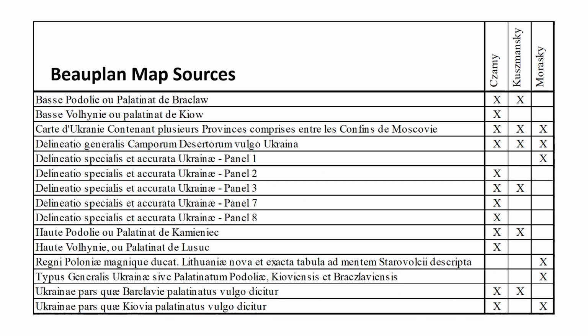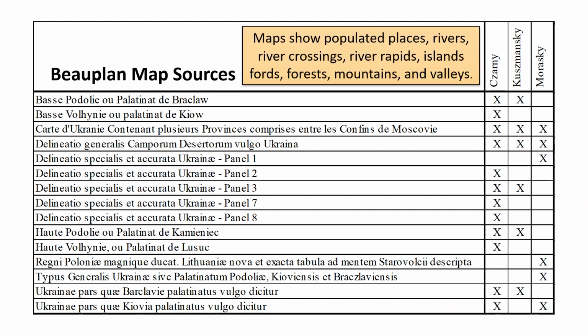Let us now turn to the process that we use to trace the Schlock routes. Here are the 15 Beauplan maps that we use to trace the routes. In addition to showing paths for the 3 trails traced in this project, these maps show populated places, rivers, river crossings, river rapids, islands, fords, forests, mountains, and valleys, all of which serve as landmarks for tracing the routes.